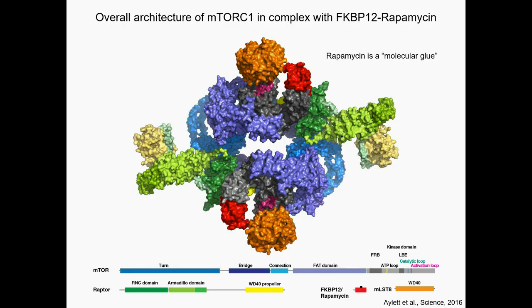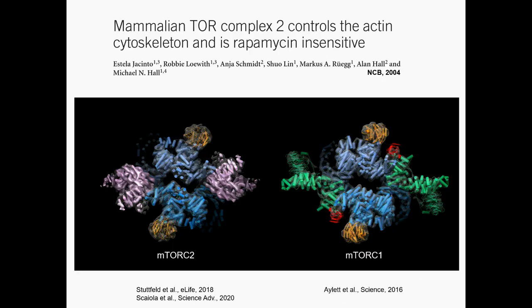We also determined the structure of TOR complex 2, and that's shown here. And what we learned from this is that the TOR protein is also a dimer of TOR and the other associated subunits which make up these two complexes. TOR itself has the same structure in both complexes, but they have different functions because of the associated subunits, which are different between the two complexes.